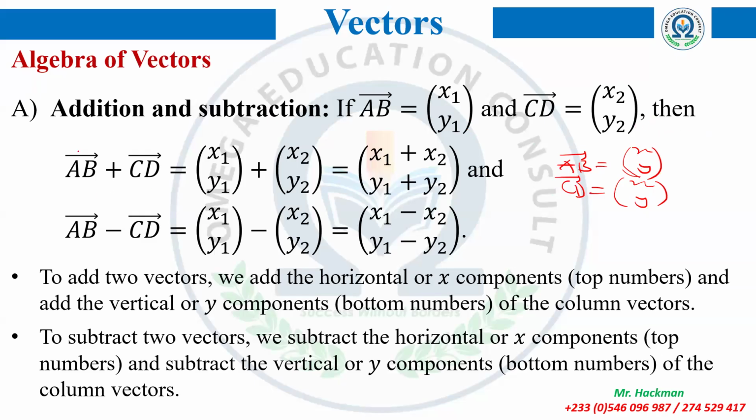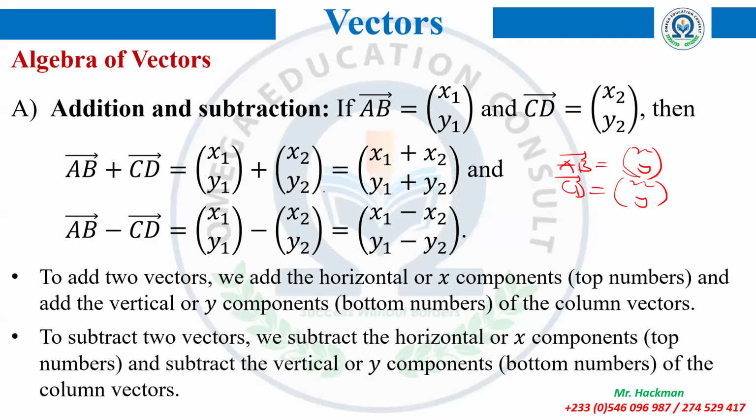Then the vector AB plus the vector CD. So we are looking at vector addition. It will be equal to what? AB is x sub 1, y sub 1, plus what is your CD? x sub 2, y sub 2 in column form.